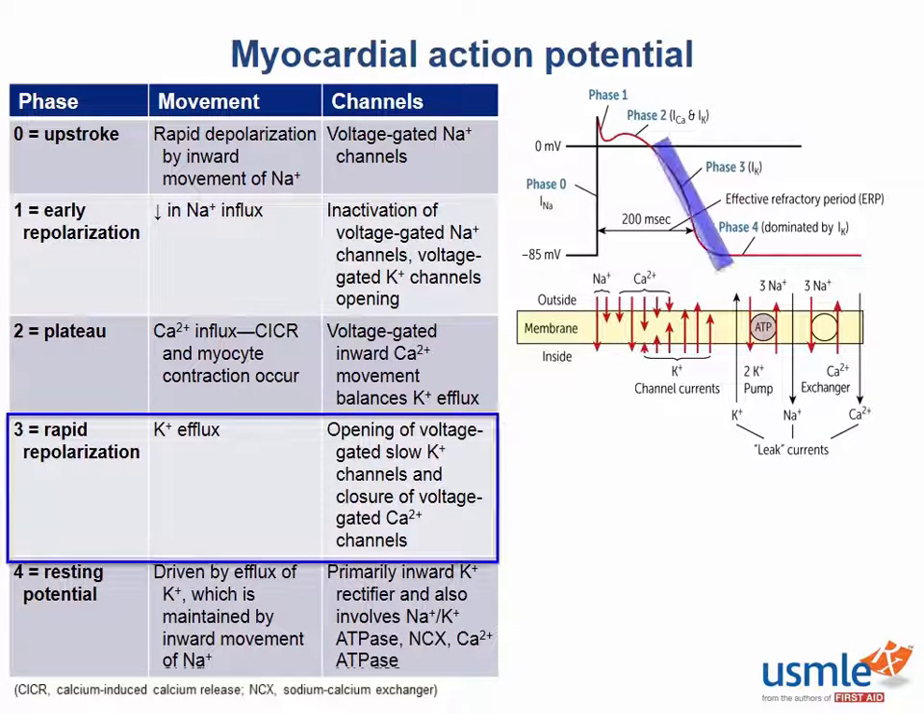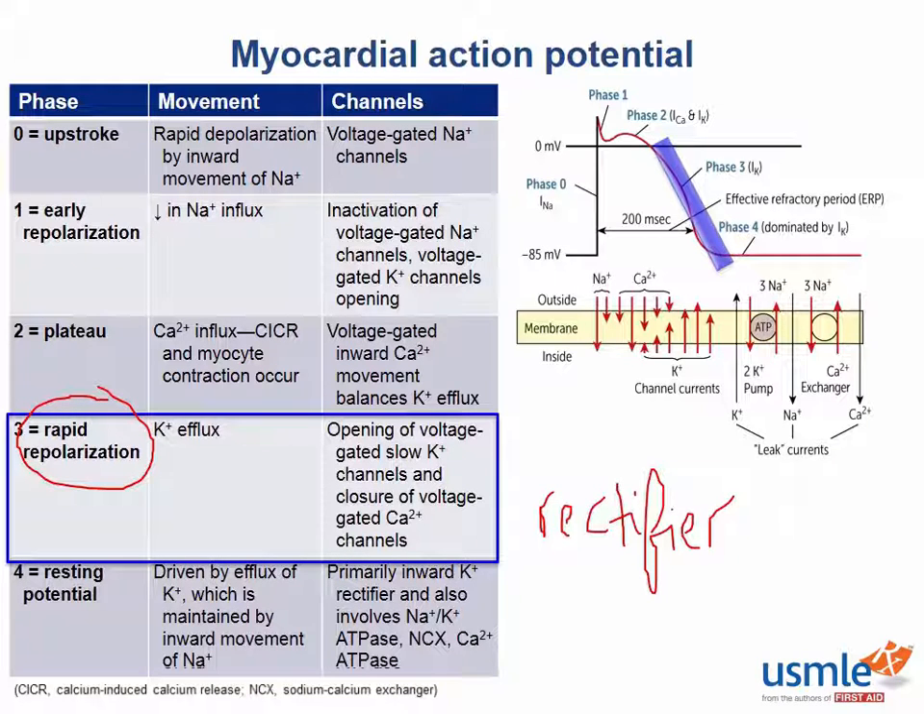The next phase is phase 3, and this phase is called the rapid repolarization phase. This phase occurs when all of the L-type calcium channels, which were open in phase 2, have closed, and the only channels that are still open are the slow delayed rectifier potassium channels. These are the only channels that remain open, and this results in efflux of potassium, resulting in repolarization or approaching the resting membrane potential.